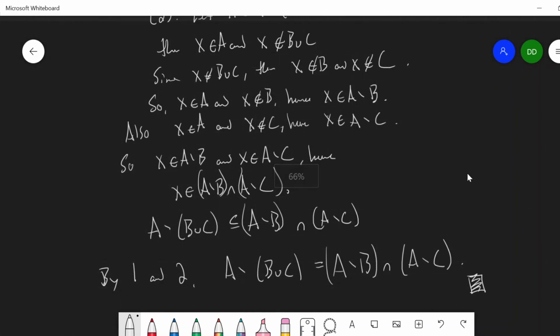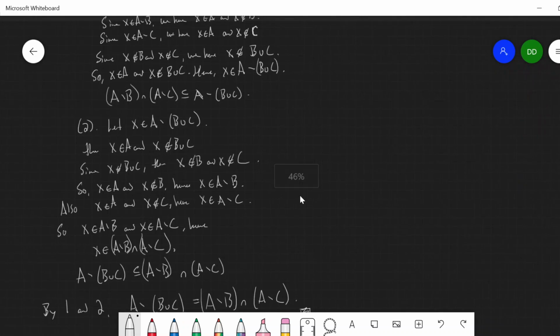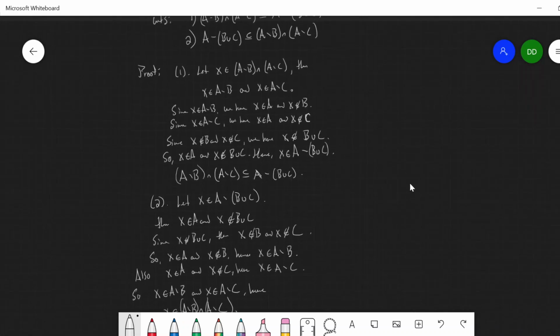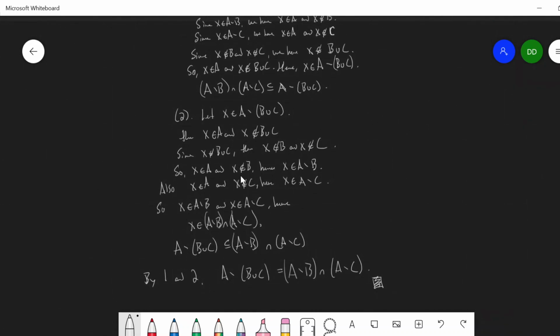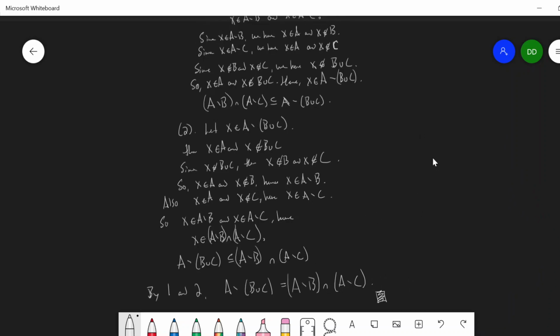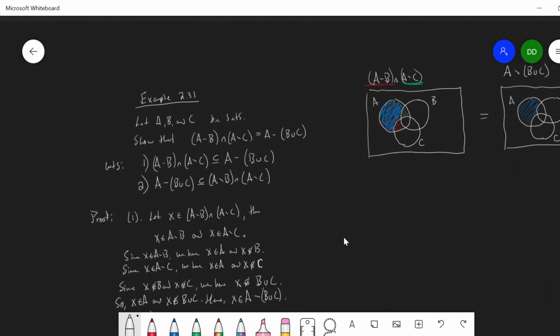So this is our little introduction into proofs. We can finally start proving things now with sets. And you see it just comes down to logic in this case, just writing out the definitions and making deductions. And that's the idea with these proofs.